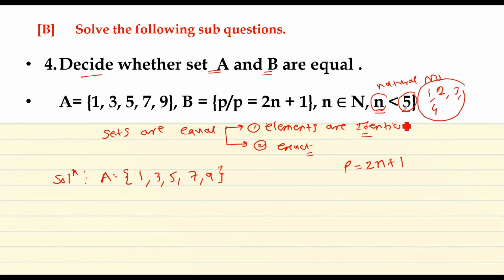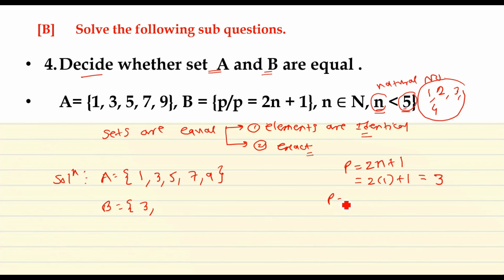So if I take n equal to 1 here, then if I put this value, I will get the answer as 3. So if I write the set B here, then my first element will be 3 if I put n equal to 1.